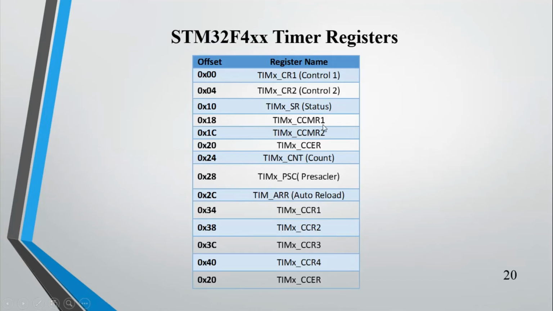These are some of the registers available for timer configuration. This is timer control register 1, control register 2, status register. Then this is used for capture compare operation. Then this is the timer count register, timer prescaler register, auto reload register. These are also used for capture compare operation. This is known as the capture compare register. This is known as the capture compare mode register. So these are the registers used for configuring timers. These are the offset addresses. Offset will be starting from the base address of the AHB1.